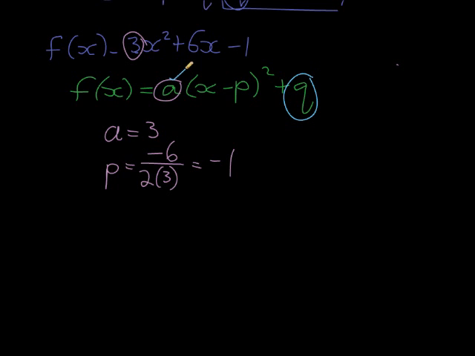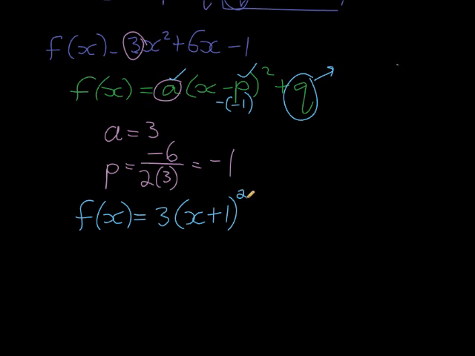We have a and we have p, so to find q we substitute a point that is on the curve. So let's just substitute the values that we do have so far. We have that a is equal to 3, p is equal to negative 1. Now be careful, there's a negative p. So if we substitute negative 1, it becomes positive: negative times negative is positive, 1 squared. Plus q is now the unknown.